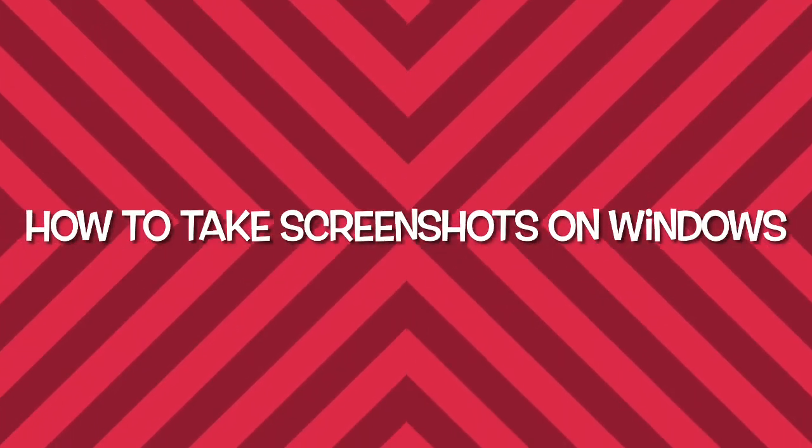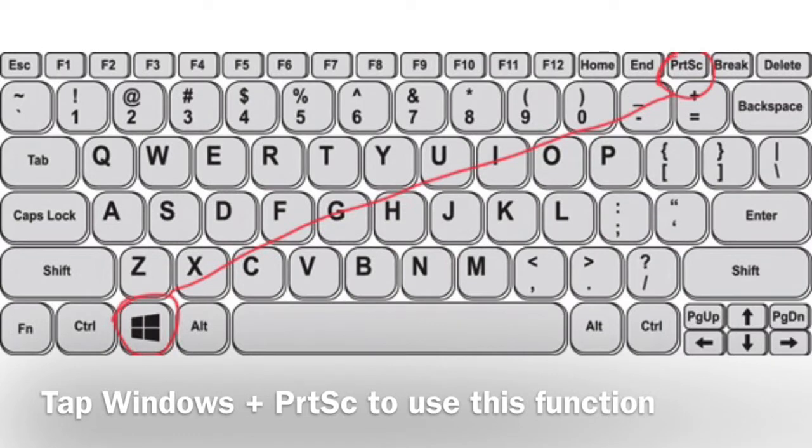How to take screenshots on Windows. First, I will teach you how to capture the whole screen. You need to press Windows plus Print Screen on the keyboard.